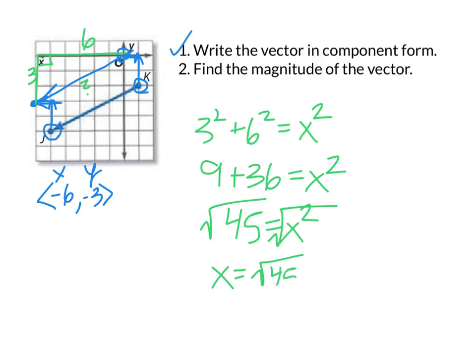Now you have two choices. You can either simplify the radical expression or you can make it a decimal. If you simplify the radical expression, 45 is equal to 9 times 5. Since 9 is a square, I can pull the square root of 9 to the outside. And so that's going to be 3 times the square root of 5. So the magnitude of the vector, the length, the size of the vector is 3 times the square root of 5.